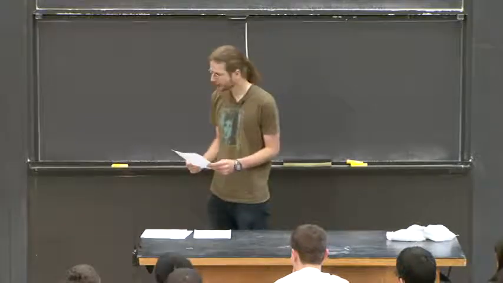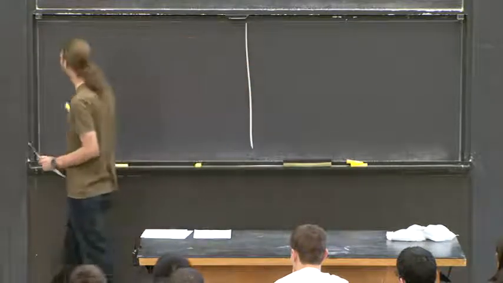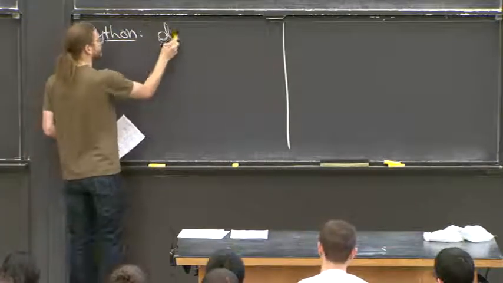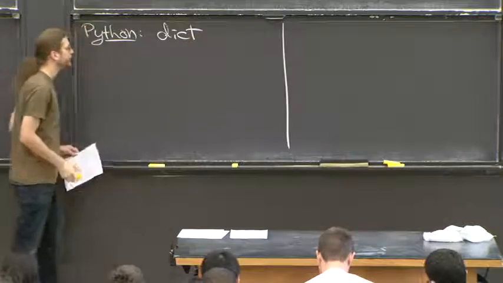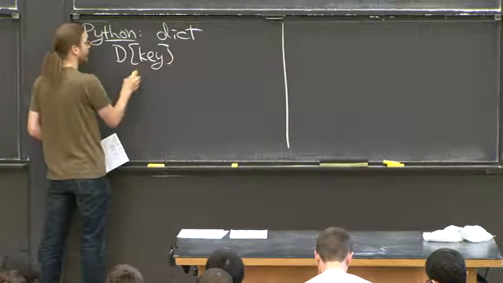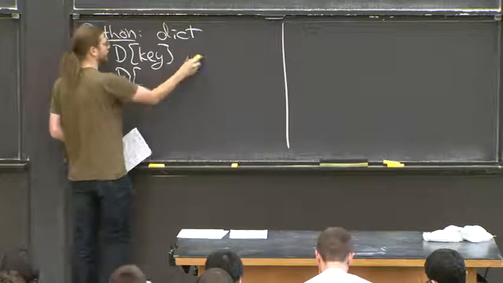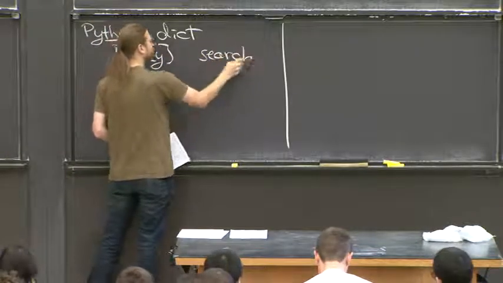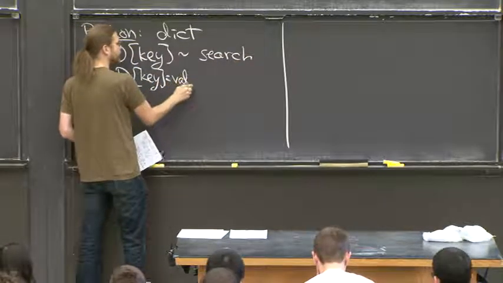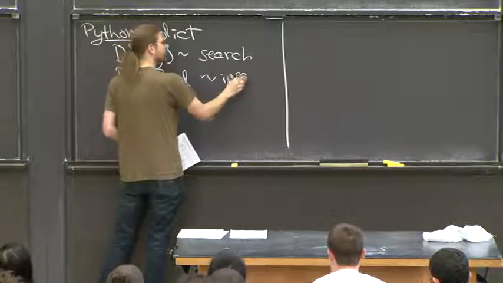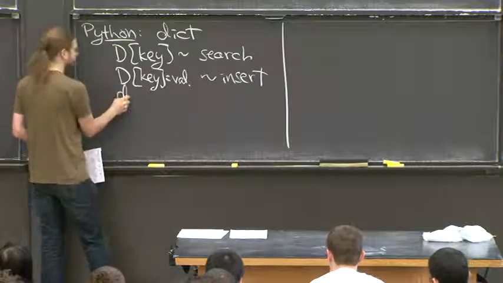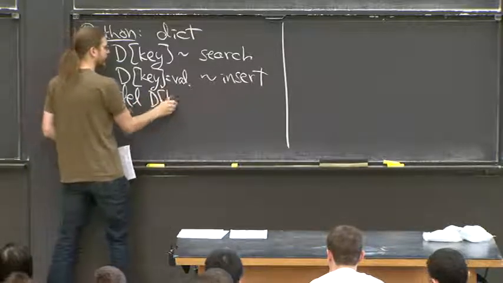I think you know how dictionaries work in Python. In Python, it's the dict data type. We've used it all over the place. The key things you can do are look up a key. And so this is the analog of search. You can set a key to a value. This is the analog of an insert. It overwrites whatever was there. And what else? Delete. So you can delete a particular key.